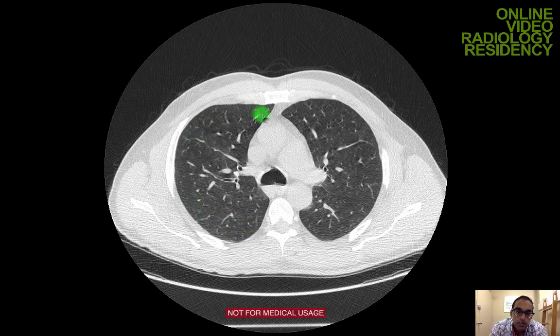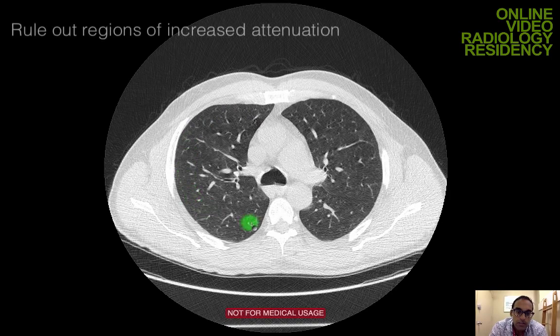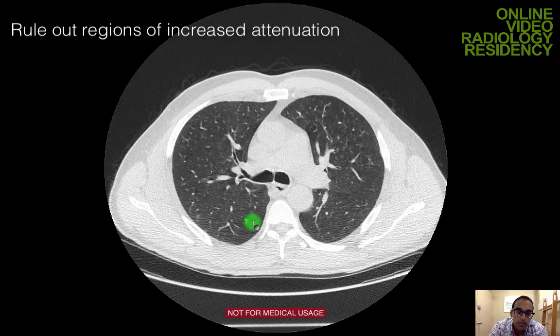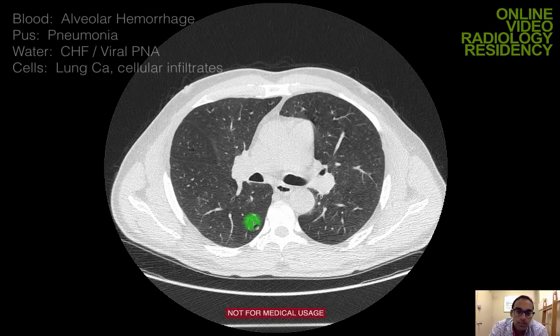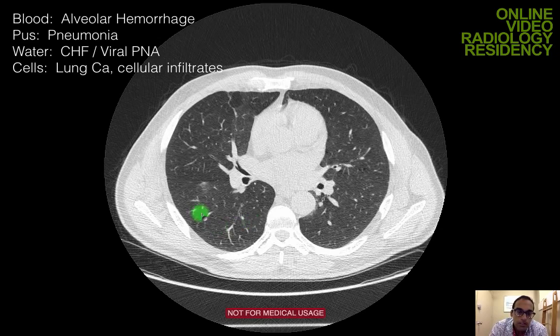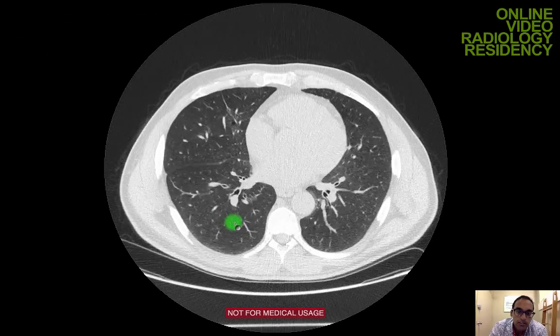And I'm trying to exclude increased attenuation of the lung parenchyma. That's the typical abnormality, that the lung airspace is filled. It can be filled with blood, pus, water, or cells. I'm trying to exclude that there is any sort of increased attenuation of the lung parenchyma. I'm confirming that it's air-filled and dark.